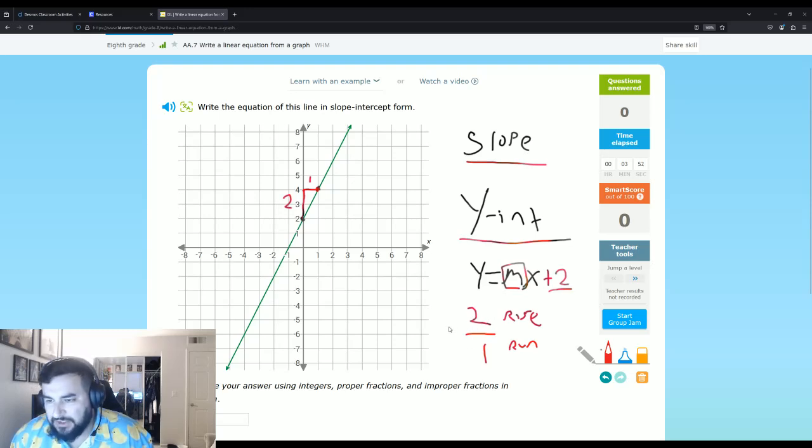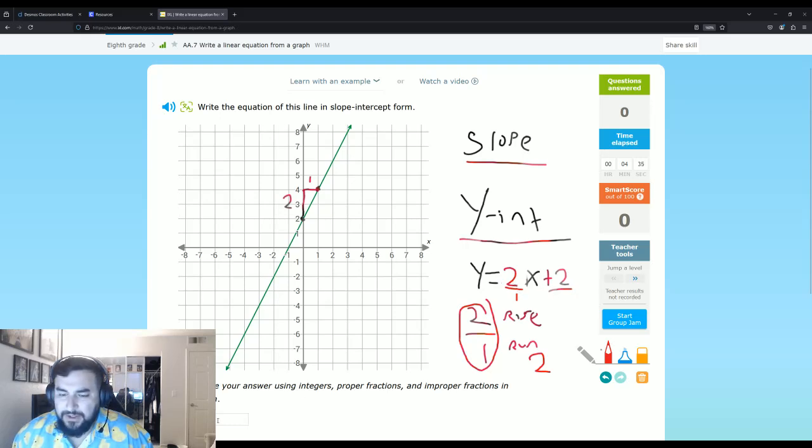You could put this down two ways. Honestly, I don't care as an educator how you put it, whatever you're comfortable with. You can put it as 2 over 1x, or you could put it as 2. The reason you could put it as 2 is because it's kind of like a division problem: 2 divided by 1 equals 2. So either one works. I prefer putting the whole number, but if you like 2 over 1, go for it. So here is your equation: y equals 2 over 1x plus 2.